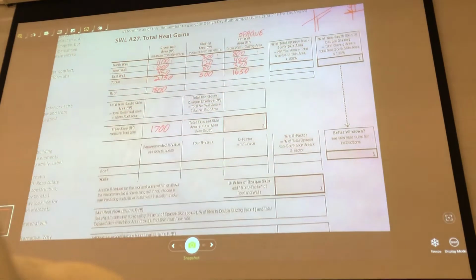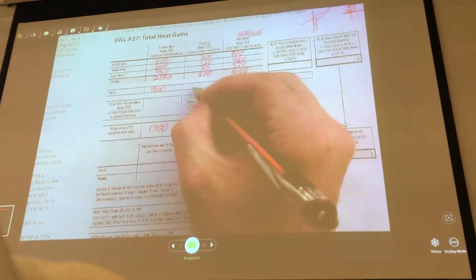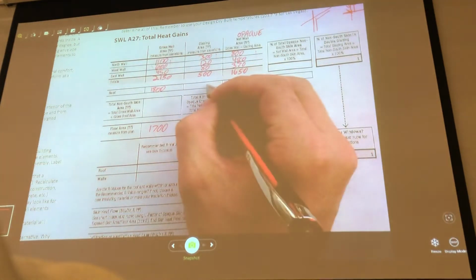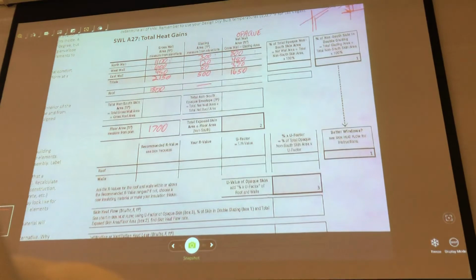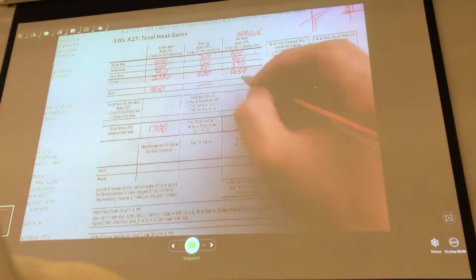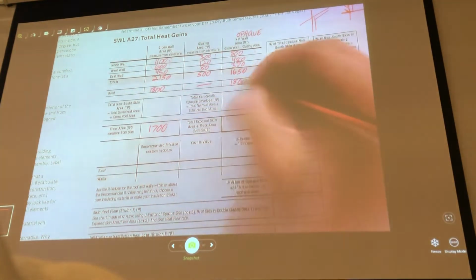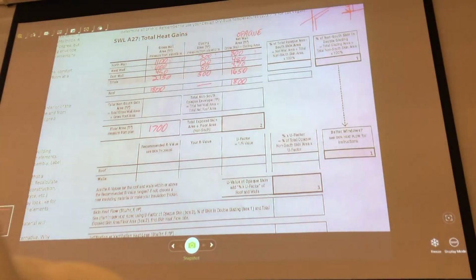For my roof, if you have any skylights or anything that's obviously up there, they'll list out your glazing areas for the roof. I don't have any, so I'm just going to leave that blank, which means I still only have 1,800 square feet of opaque area.